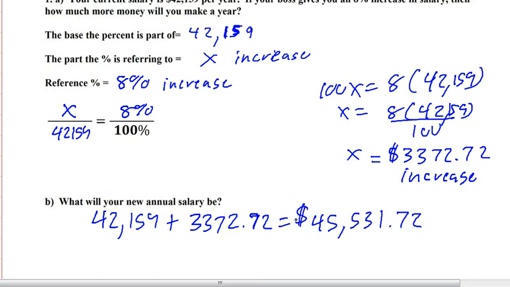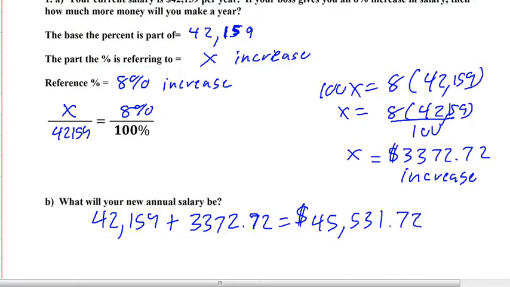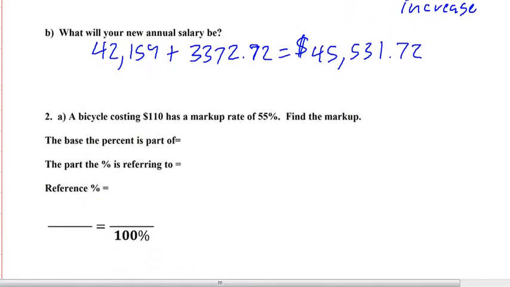So when you see that word percent increase, you're going to do it just like any basic word problem, any basic percent problem, and find the part or the base that they're asking for. And then you get to take that part or that base and you add them together. You add the part and the base together, because that's the increase. All right, here's another one.